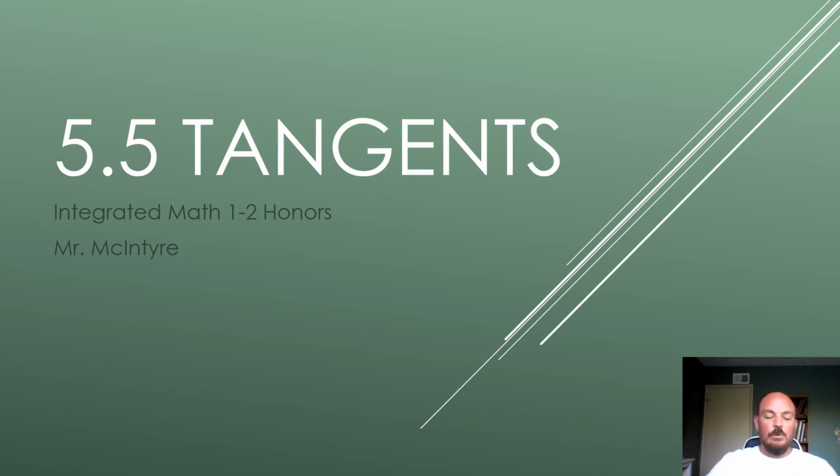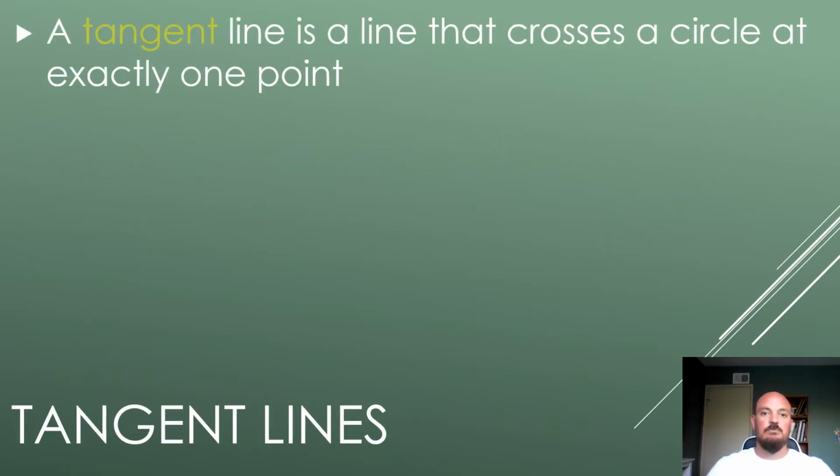Hi everyone. Today we're going to keep talking about circles, and we're going to learn about something called a tangent line. So what a tangent line is, it's a line that's basically outside of a circle, and it comes and it touches it at exactly one point.